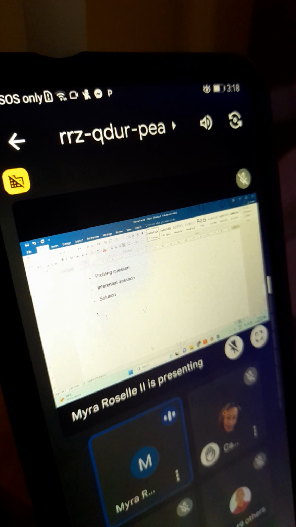Example of a profiling question for an engineering student, which is already in your project design: What is the current setup of the machine? Okay, in your company. In your chapter 2, you're also going to answer this. You are going to present the answer to question number 1. Okay, another profiling question.